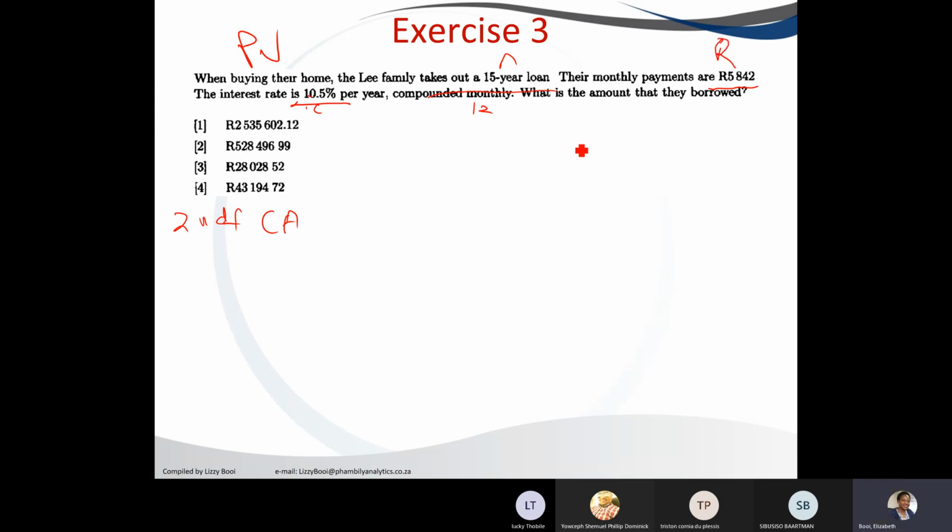This is your R or your PMT, because we're looking for the amount that they need to borrow. Remember, a loan, when you're borrowing, does not have interest at that point. Only when you are repaying it at the end of the term, after 15 years, can we calculate the future value of the loan. But for now, we want to find the present value, how much they need to borrow.